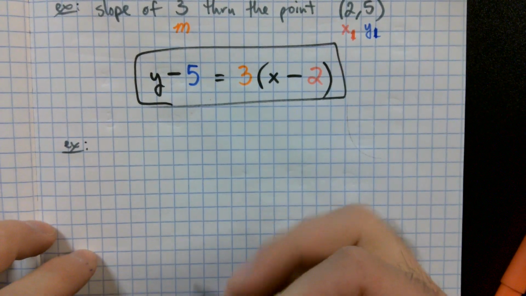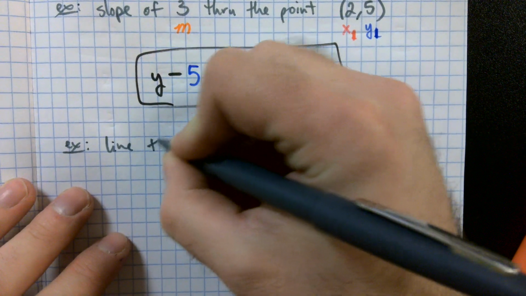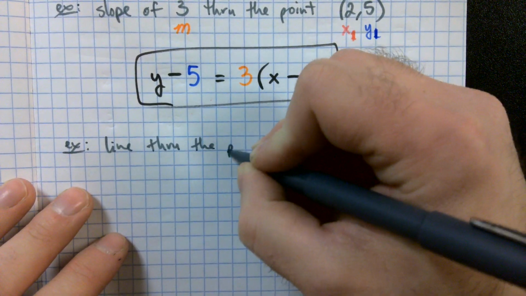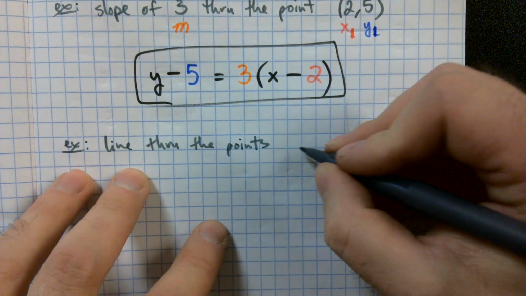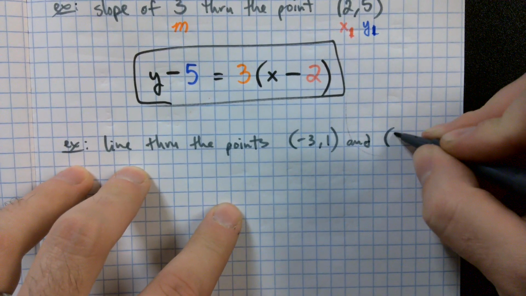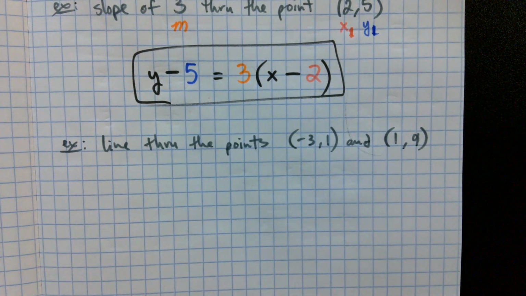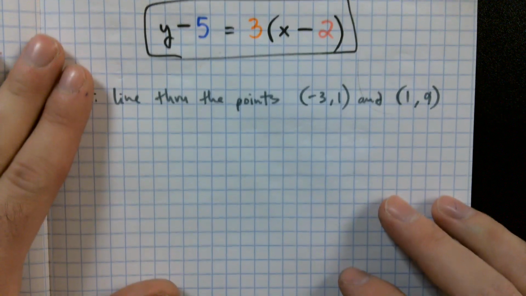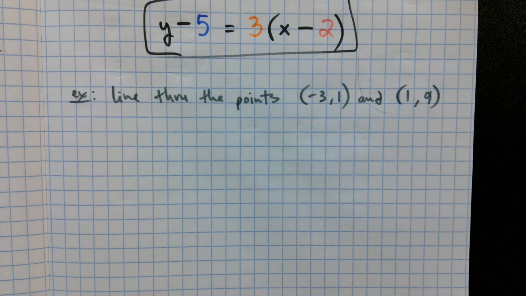Let's say we've got a line through the points -3, 1 and +1, 9. What are the 2 things we need to write this equation again? We need a point and the slope. Do we have a point? Yes, we have 2 choices even. Do we have the slope? No. So what do we have to do?